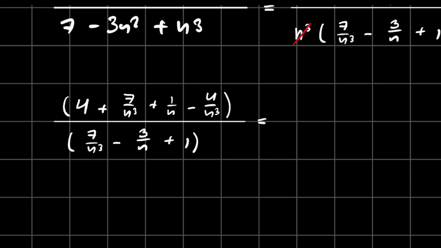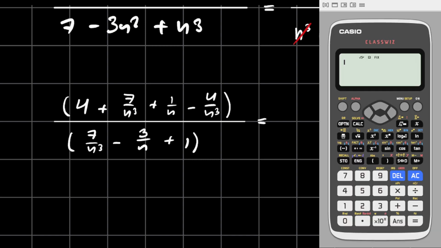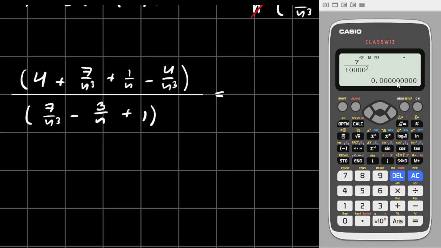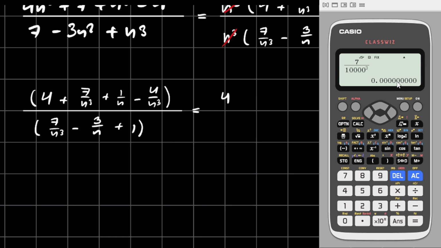Just to explain this, in case you don't get what I mean, let's say for example we want to take 7 over n cubed, and let's say n is 10,000, and then we cube it. Look, this approaches 0. So with this method, as n approaches infinity, this will turn into 4, because we have the same as before.